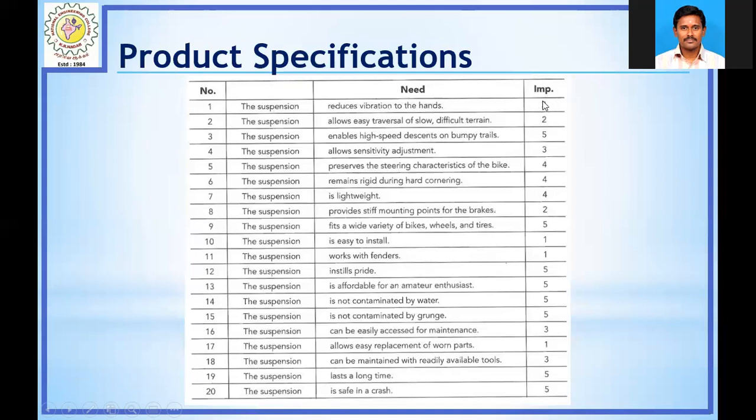See, IMP is nothing but importance. So reduces vibration to the hands is 3. And enables high-speed descents and bumpy trails is most important. That's why they awarded 5. In that way, the mark mentioned beside every need shows its severity. See, it's easy to install. It's not a very important point. That's why they gave a mark of only 1 for that need. In that way, each and every need is awarded a mark based on its severity.